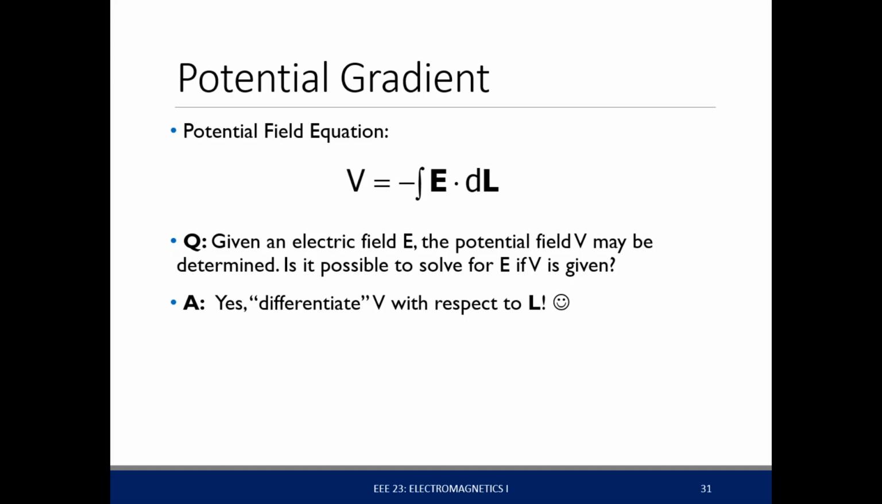Okay, next, let's go to the concept of your potential gradient. So recall the potential field equation right here, the relationship of your voltage and your electric field. Given an electric field E, the potential V can be derived or determined. Is it possible to reverse the process to solve for the electric field given your voltage V? There's your answer. Just differentiate V with respect to L. But wait, L is a vector. How do you differentiate a scalar function with respect to a vector?